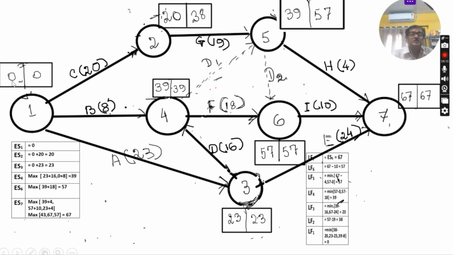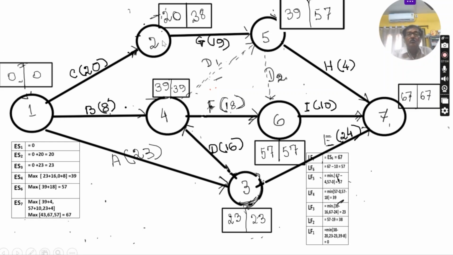In this box, on the left side, this part is noted for earliest start time, and this part will be noted for latest finish time, the latest finish time for this node. So first we will calculate and present here the earliest start time. This is ES1. Our node is 1, ES1. It will be 0 because this is the first node. On this point, all these activities are being started. That's why the earliest start time for these activities is 0.